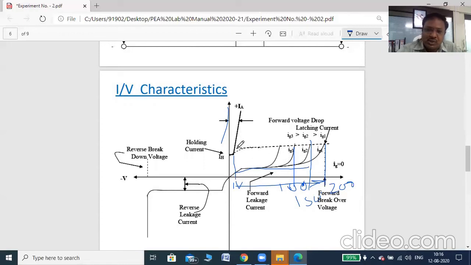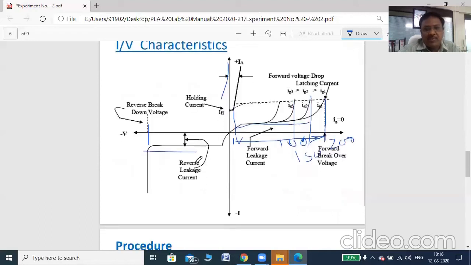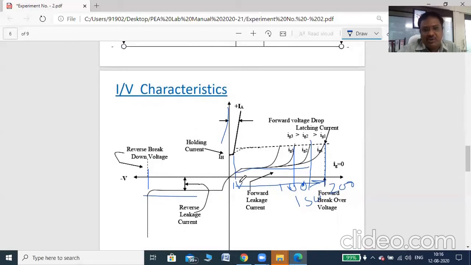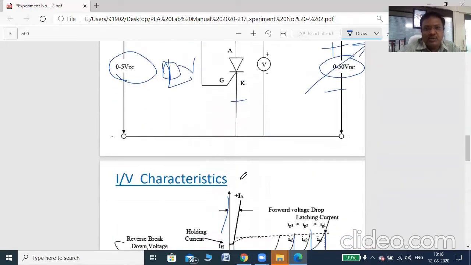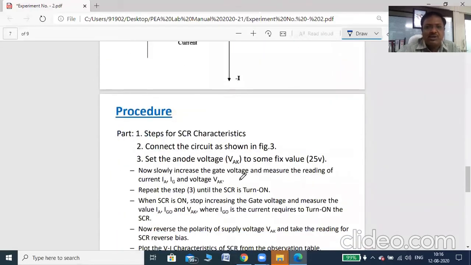Once your SCR turns on, the voltage across the SCR is equal to 1 volt. In reverse bias condition, the SCR will never conduct. This is the leakage current due to the minority charge carriers. But if you increase the reverse voltage beyond the reverse breakdown, then the SCR is permanently damaged, and current also flows through the device. But that condition should not be reached, because your device is permanently damaged and cannot be recovered. So this is about the characteristics of the SCR.